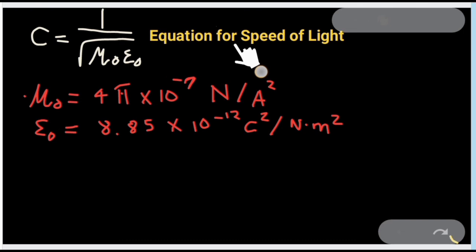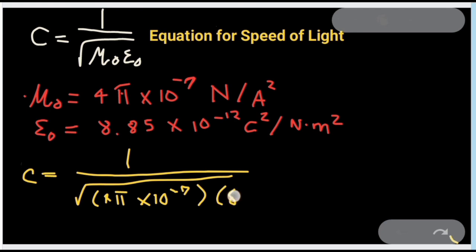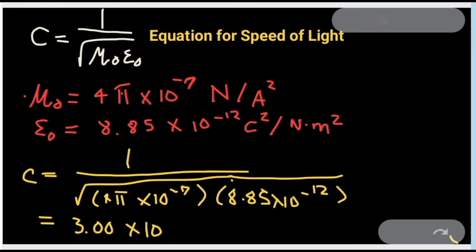Now that we have the equation for the speed of light and we have the values of constants, the permeability of space and the permittivity of space, we can now substitute the values, and then we get the speed of light.